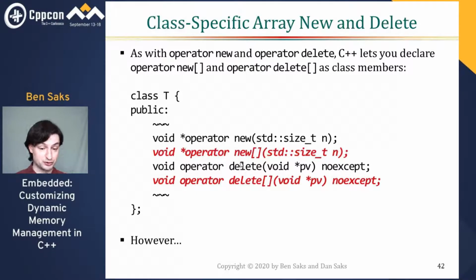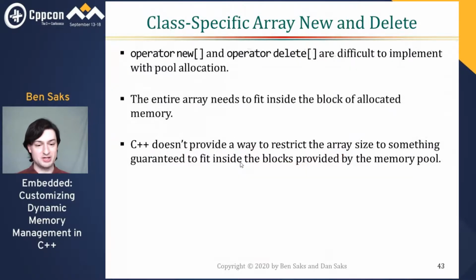That said, this is a little trickier, because this pool allocation system that I showed you works well for single objects of type T. It doesn't work well for arrays because the entire array needs to fit within whatever block you choose to allocate. And the standard doesn't give us any way of saying, do this, but only let me allocate up to 10 of these things at once. You have to be prepared to deal with any possible size array. So it's difficult to bound operator new[] and operator delete[] for this kind of type.